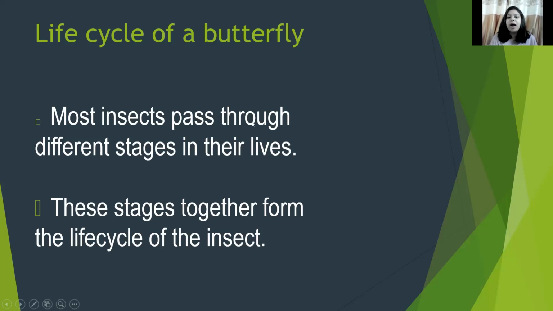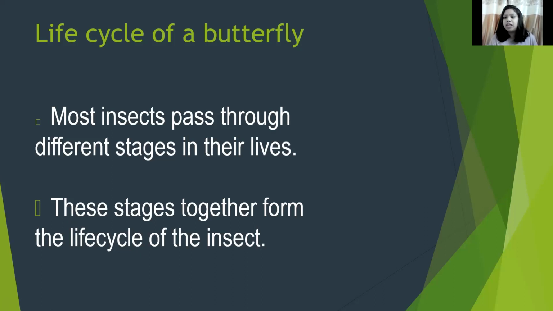Most insects pass through different stages in their lives. Yes or no? Like how we are born, we are a baby, we become an adult, or from a teen to an adult, then you become old, isn't it? So even in the same way, insects have a life cycle. They also have a life cycle that they go through. So these stages together form the life cycle of an insect. So we usually call that the life cycle of an insect.